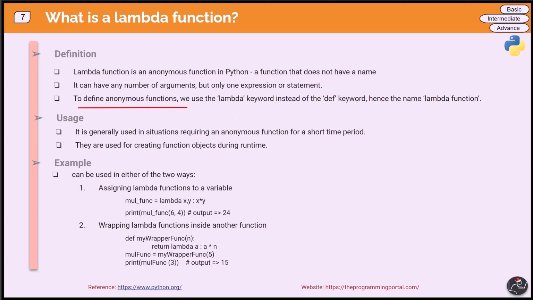Normally when we write any function, we will use the def keyword and then the function name. But in lambda, we don't have any such thing. We use the lambda keyword instead of def. That's why it is called lambda function.